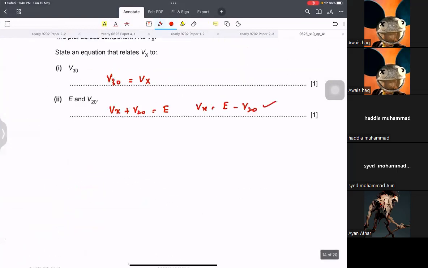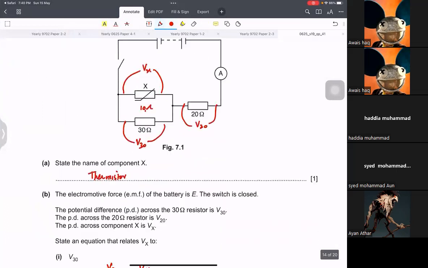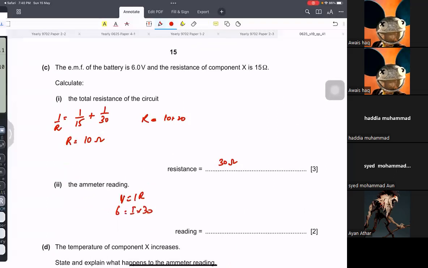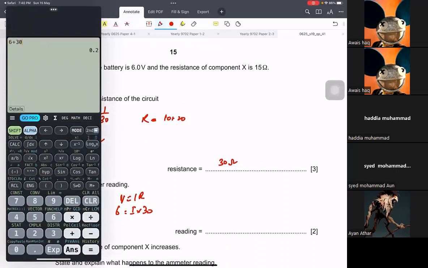Then the ammeter reading. So V equals IR. The EMF is 6. This is 30. So 0.2 ampere.